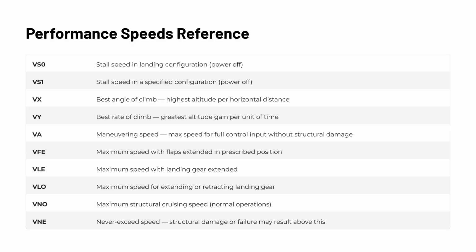Finally, VNO is your maximum structural cruising speed for normal operations, and VNE is the absolute never exceed speed. Operating above VNE risks structural failure. These are hard limits, not guidelines. Commit these speeds to memory. Your safety depends on it.